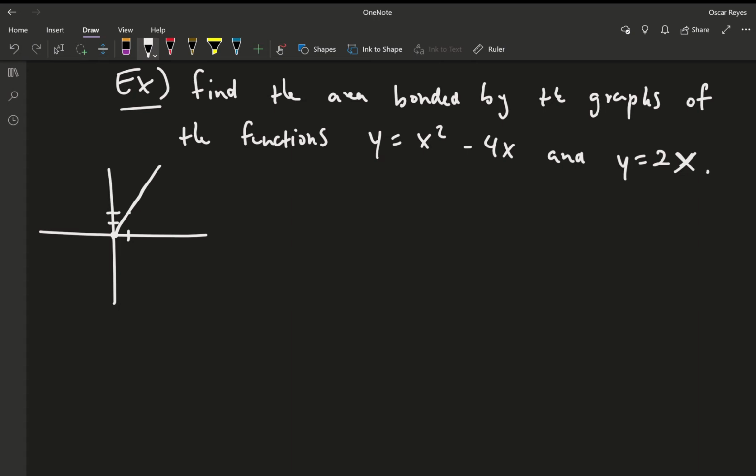And we know what y equals x squared minus 4x looks like. It looks like a parabola. So we know that it's going to look something like this. But where exactly is it going to be? Well, when we set them equal to each other, we can find out where those two functions intersect. If we set x equal to 0, then y is going to be 0, so we know that it's going to intersect here at some point. But if we set them equal to each other, we can find out where both of these intersect.